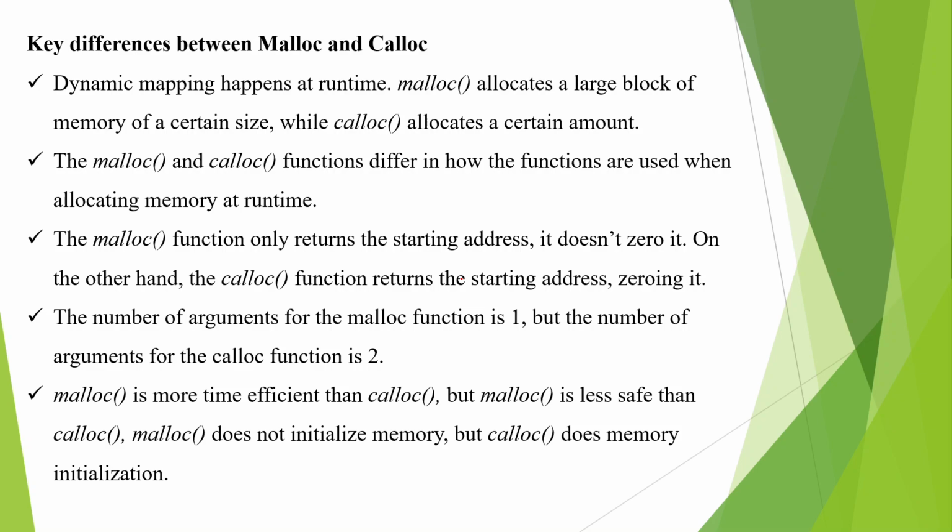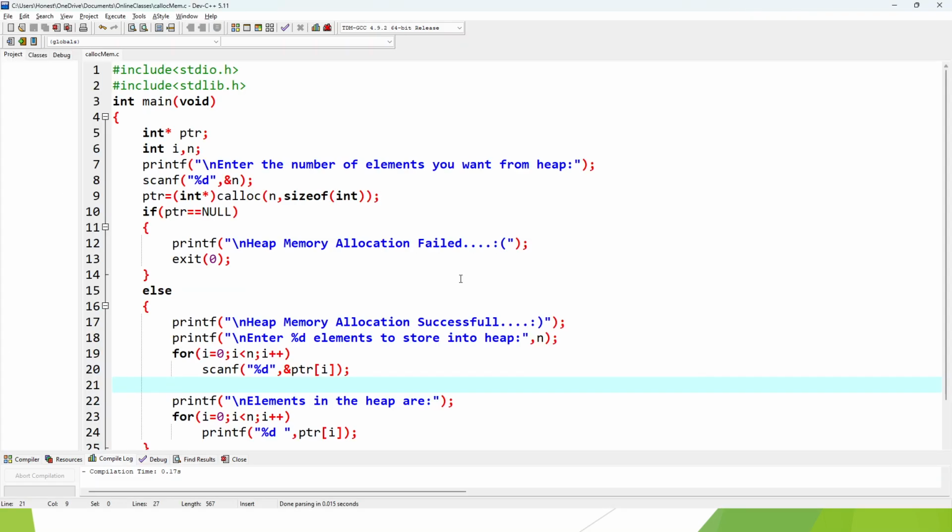Whereas when we use the calloc function, it returns a starting address by zeroing it. It will zero all the memory locations. It will initialize all the memory locations to 0 or the null character. In case of characters, it will initialize all elements to null characters. Same program here. If you want to use it for characters, what you have to do?